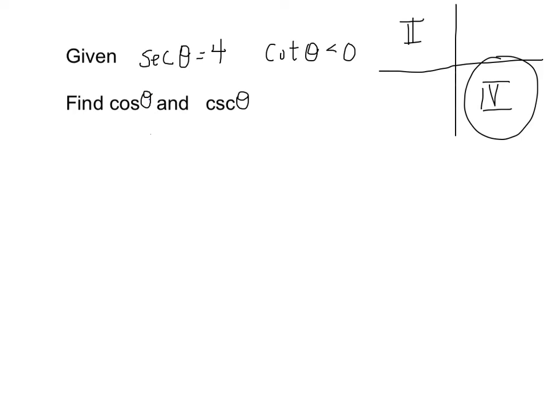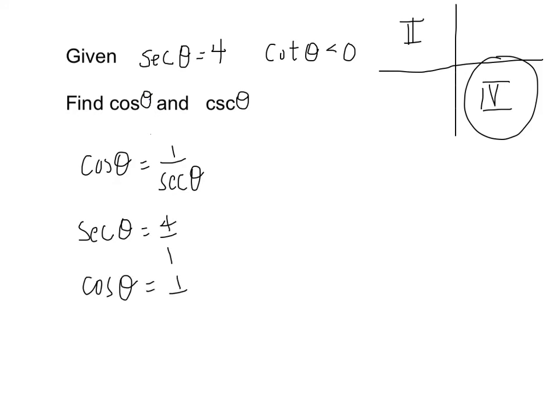All right, well, cosine, we could do all 6 of them if we wanted to, but cosine, you remember, is 1 over secant. So if the secant is 4 over 1, then the cosine is going to be 1 over 4. And since we're in the fourth quadrant, that's going to be positive. Okay, so now we have cosine.